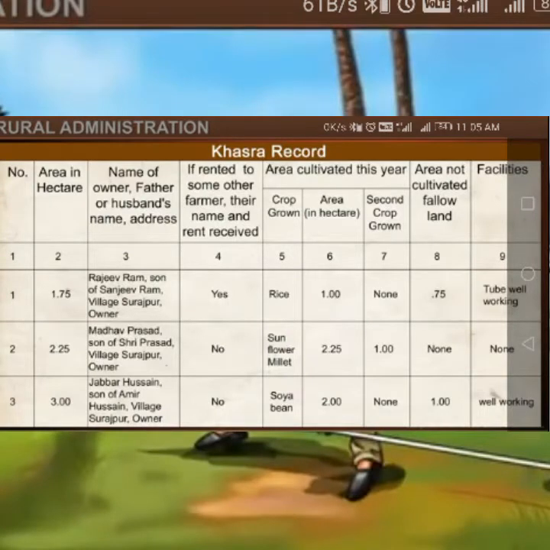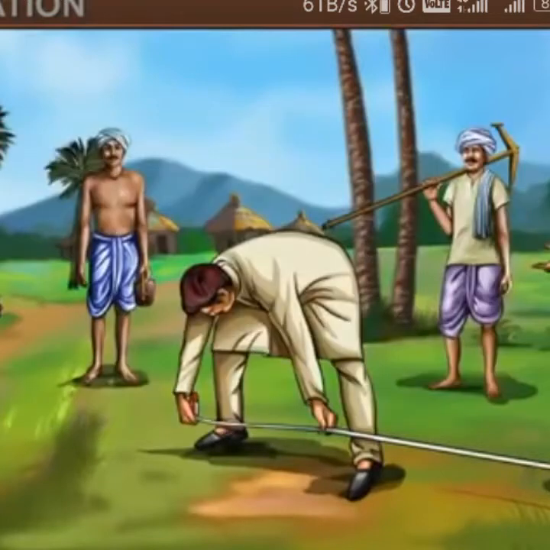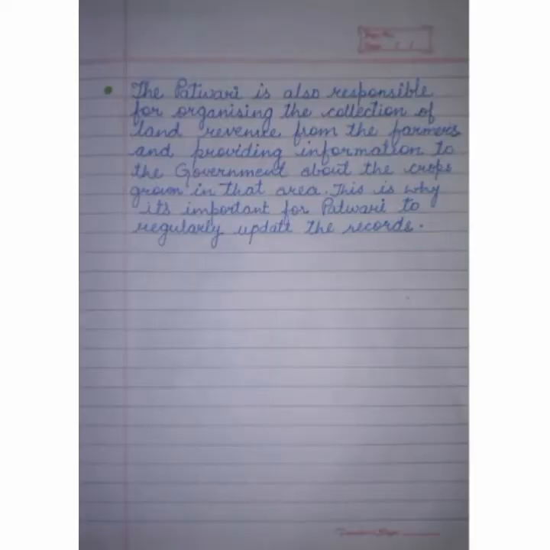What is maintained in the khasra is the area he measures with the help of a chain and the various measuring instruments, the total land area. So, he measures total area in hectare. Put the name of the person who owns the land, check whether the land is rented or not, and what type of crops are grown in which season of the year. Everything is maintained in the records of the patwari.